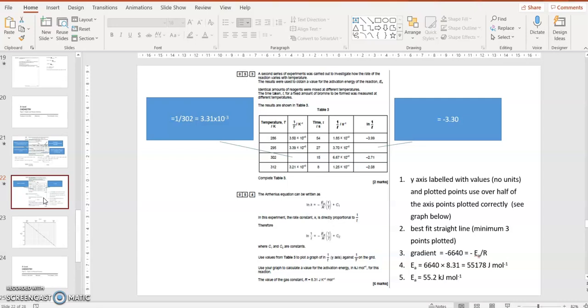R is 8.31, so Ea divided by 8.31 is 6640. Multiply both sides by 8.31. Ea is 55178, and it's in joules per mole. I know it's in joules per mole because I can see joules in the R. It says joules in R, so it's going to be joules per mole. And on the question, I think it asks for kilojoules per mole. So convert joules up into kilojoules by dividing by 1000, which gives 55.2. I've put it to 3 significant figures because all of my data is to 3 significant figures.